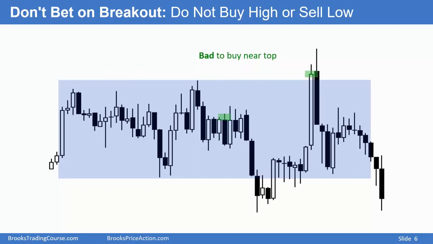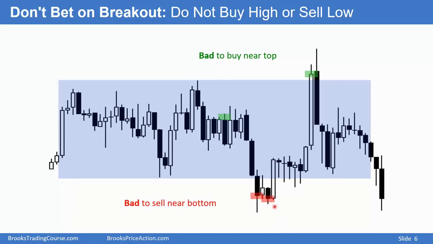It's bad to buy near the top. You have a decent looking bull bar, micro double bottom, maybe that's an okay buy. If you take it and it goes up twice here and reverses down, you get out here with a loss. Here, this is a terrible buy. It might be a successful bull breakout, but it's better to wait to see if there's a second follow-through bar. When you see the follow-through bar looking like this, and you bought here, you know you're going to lose money.